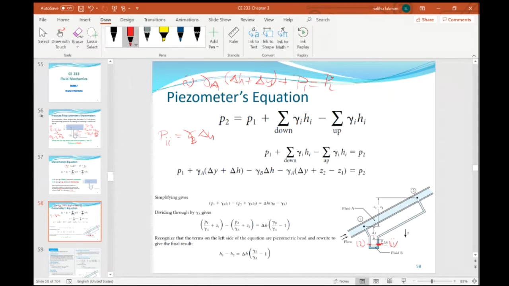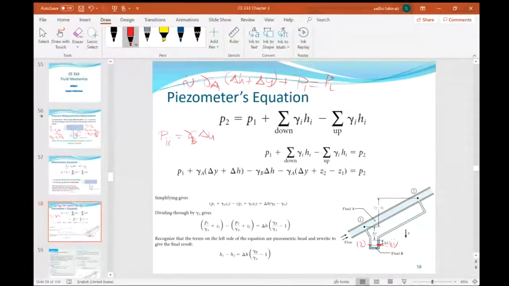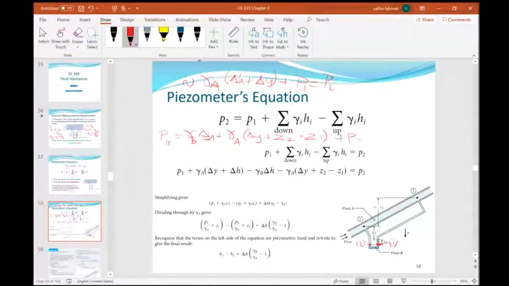Up to point 2, we have the same liquid, which is fluid A. But the height is delta Y, then you have Z2 minus Z1. So we add plus gamma A now, sorry, gamma A, not gamma B, because gamma B, the fluid is up to delta H. That's why we use delta H for gamma B. For gamma A, the height of fluid A is delta Y plus Z2 minus Z1. And then at point 2, we have plus P2.